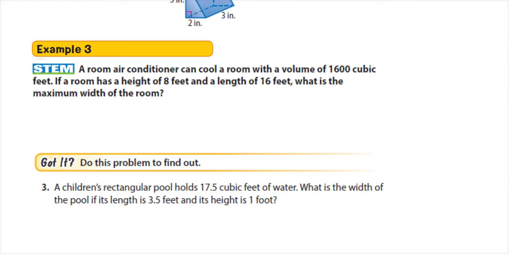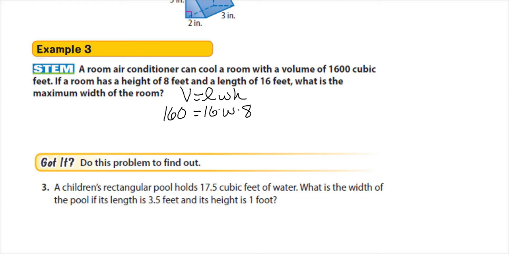They already told us the volume. A room is just a box, so its volume equals length times width times height. The volume is 1,600. It has a height of 8 and a length of 16. So I know the 16, I know the height is 8, and I don't know the width. If we're trying to solve for the variable w, how am I going to solve this? We're going to put our like terms together first. Let's figure out what 16 times 8 is.